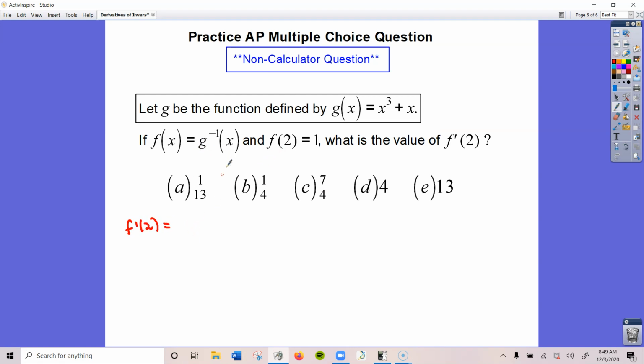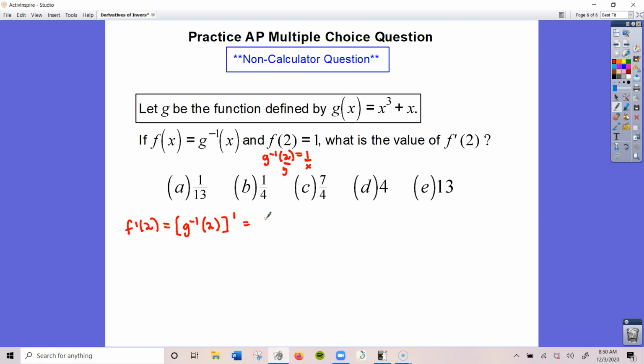I remember that f is equal to the inverse. I am looking for g inverse of 2 prime. So this means that I need to figure out what the x value for g of x would be. Now, since I'm looking for that x value, we are told here that f of 2 is equal to 1. So this means that g inverse of 2 is equal to 1. So this is the y value of g of x, and this is the x value of g of x.